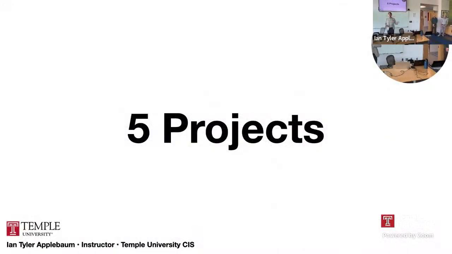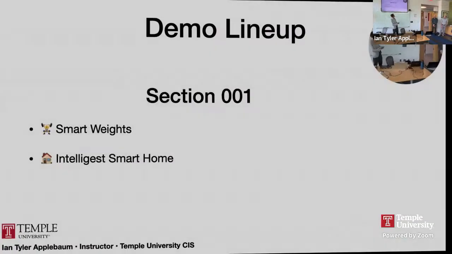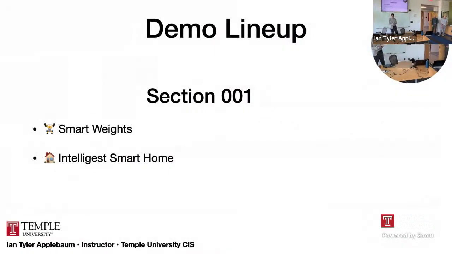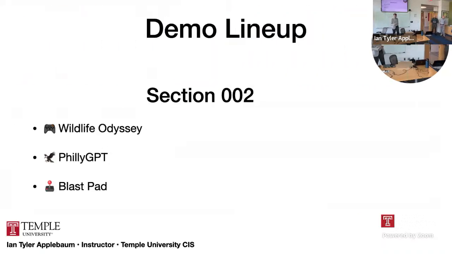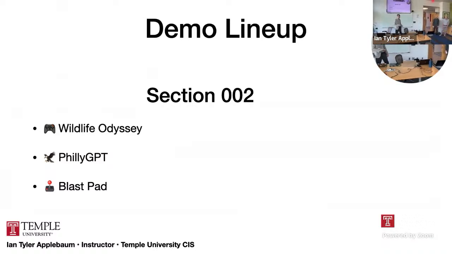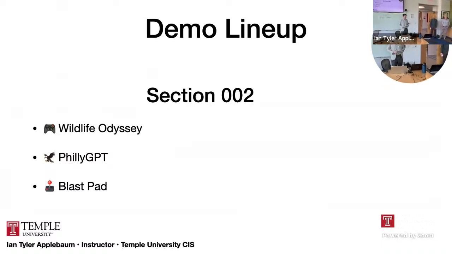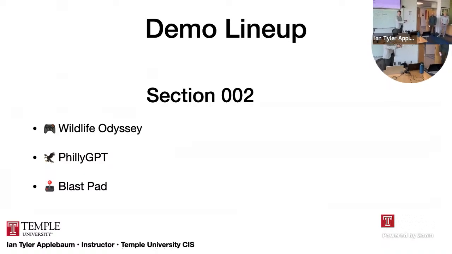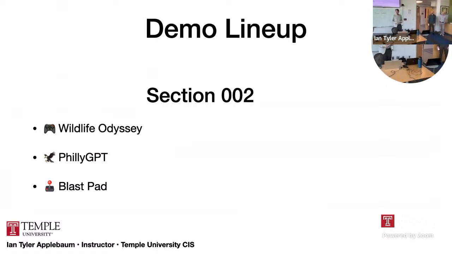We've already presented 2 this morning. So now we're going to go straight into the second one. Jump through here. So now we are in section 2. We're going to start with Wildlife Odyssey. Then we'll follow up with PhillyGPT, and then we'll finally end it with LastPad. We're really, really excited. So I can see there's some energy over here to just get started. So welcome Wildlife Odyssey.